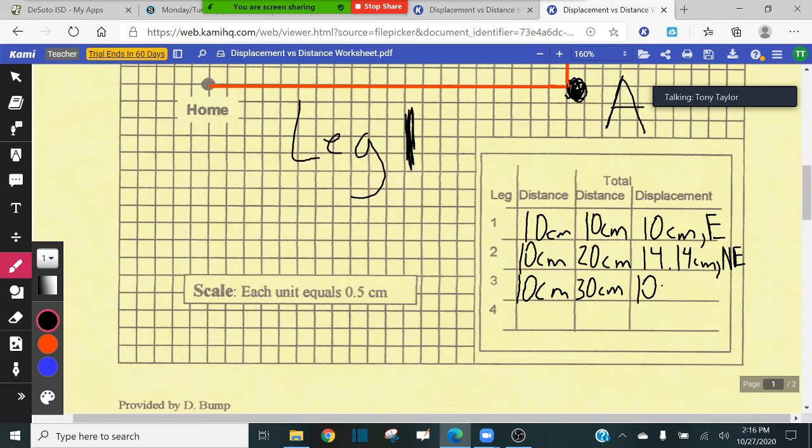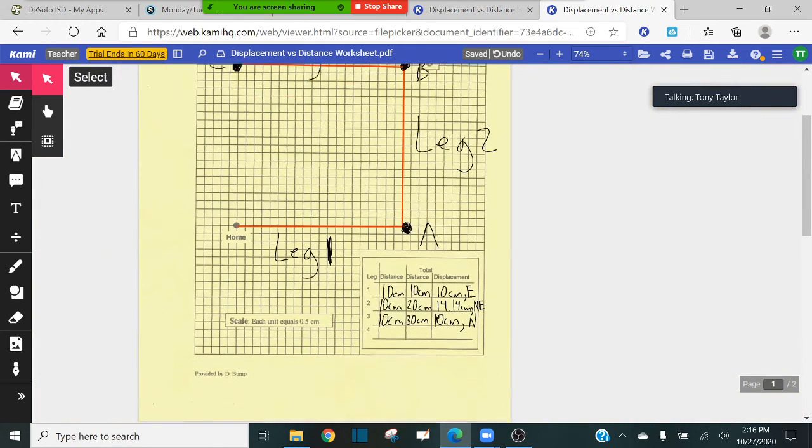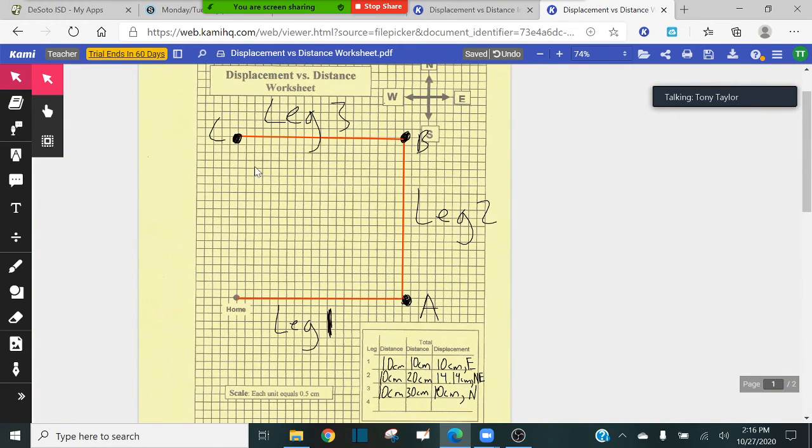So 10 centimeters north is my displacement. Okay. And hopefully that should make sense to everyone. Because notice my ending point here is to the north of my starting point. And to be specific, it's 10 centimeters to the north of my starting point.